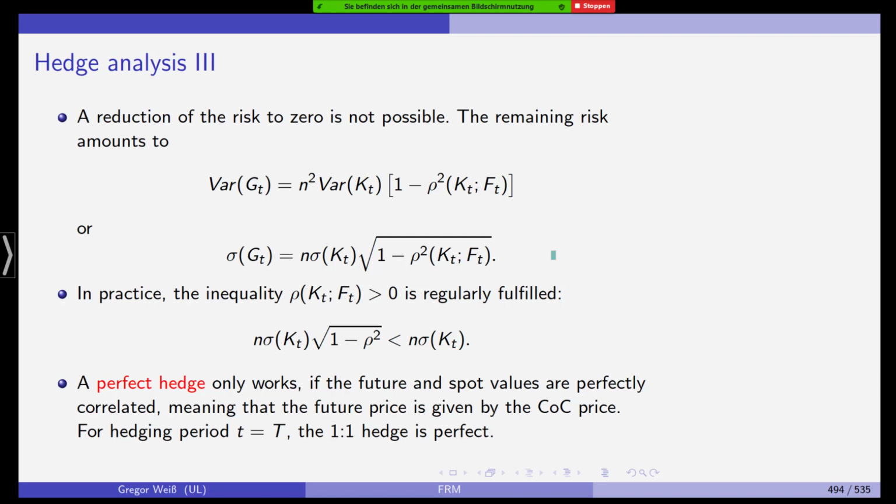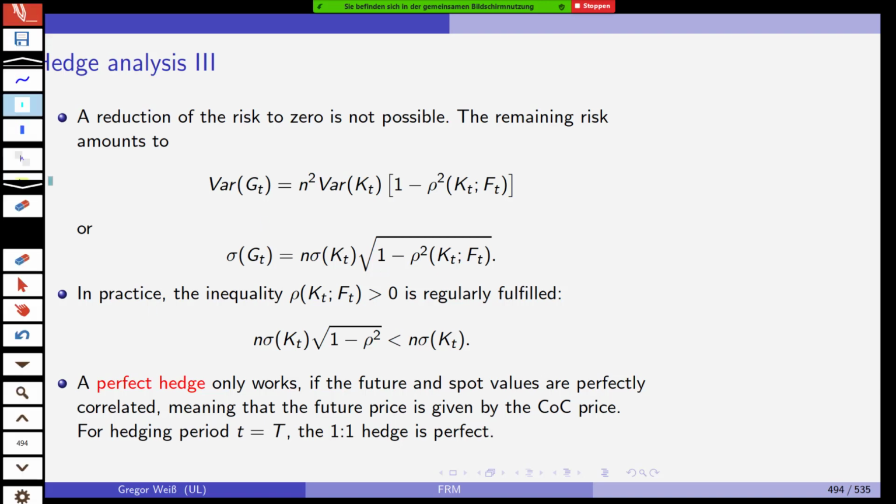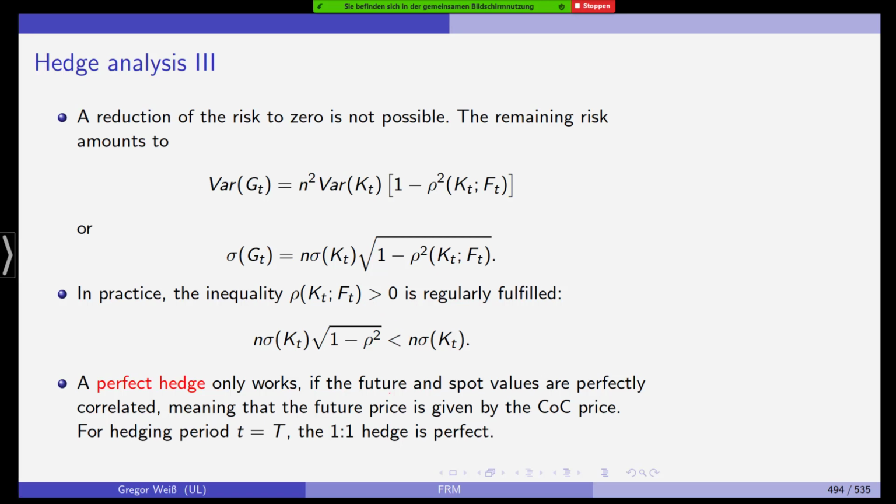So what would happen? Let me show you this again, using the red one. Now assume future and spot prices are perfectly correlated, meaning that rho is 1. Then we have 1 minus 1. This vanishes, becomes 0. Actually this disappears as well, and we have a volatility of 0.